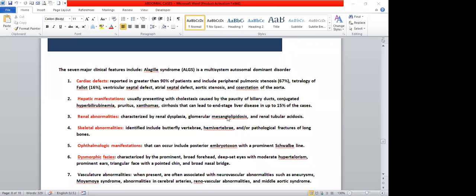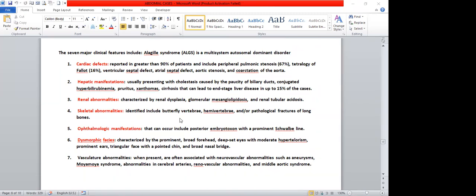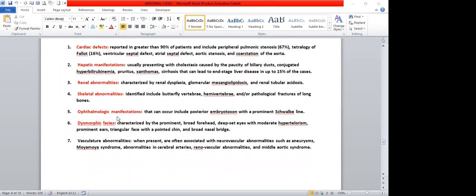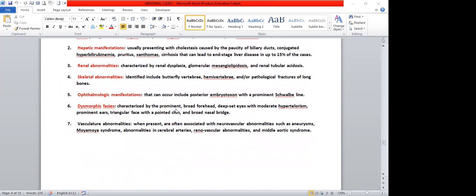Okay, and renal abnormality, the nephrologist needs to be involved. As for skeletal, there is hemivertebra or butterfly vertebra maybe. That is not clinically apparent, that is very difficult, but in the X-ray you can offer an X-ray. And ophthalmology should be involved for eye manifestations, like posterior embryotoxon also.